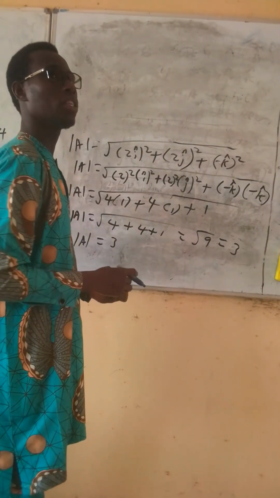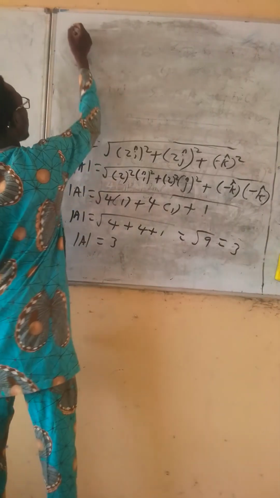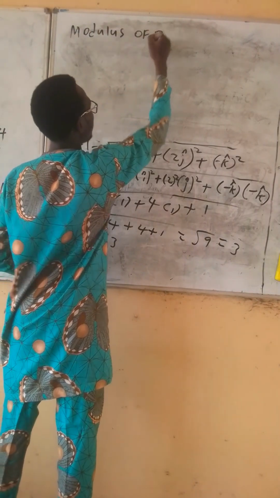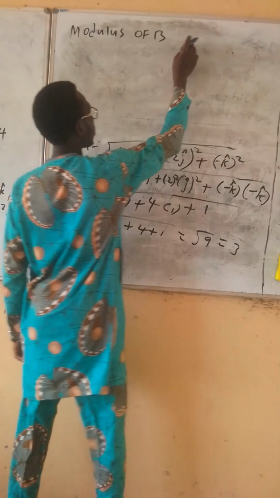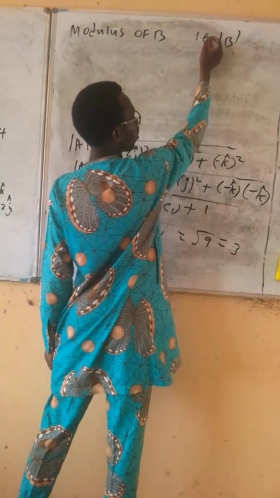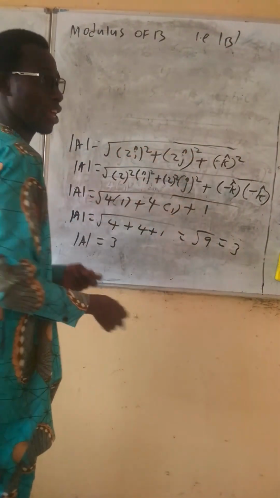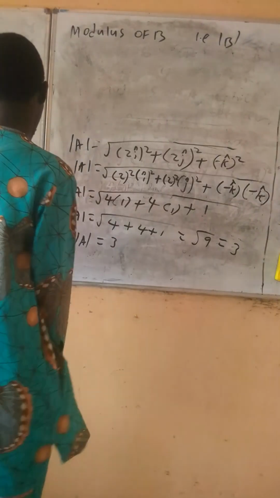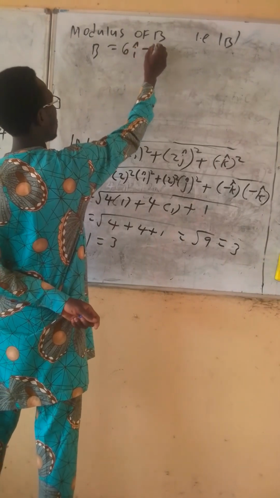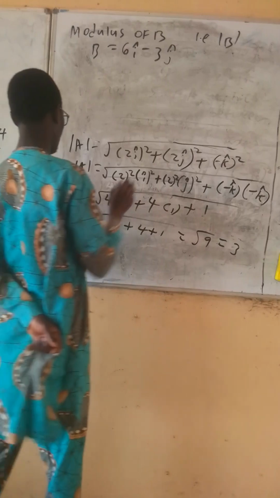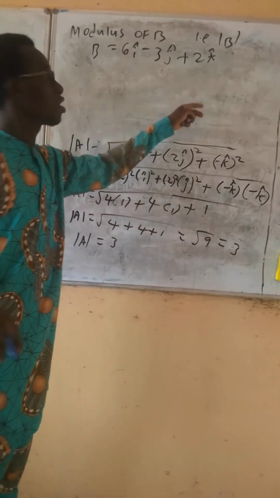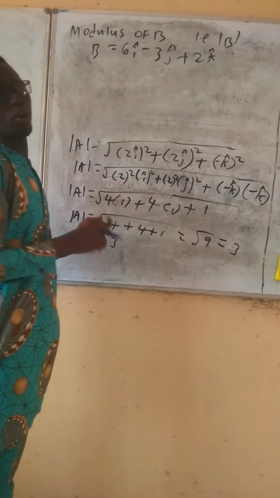So let's go right ahead to find the modulus of B. This is how we represent modulus. And B was given to us as 6i vector minus 3j vector plus 2k vector. Have you seen that now? So this was B: 6i vector minus 3j vector plus 2k vector.